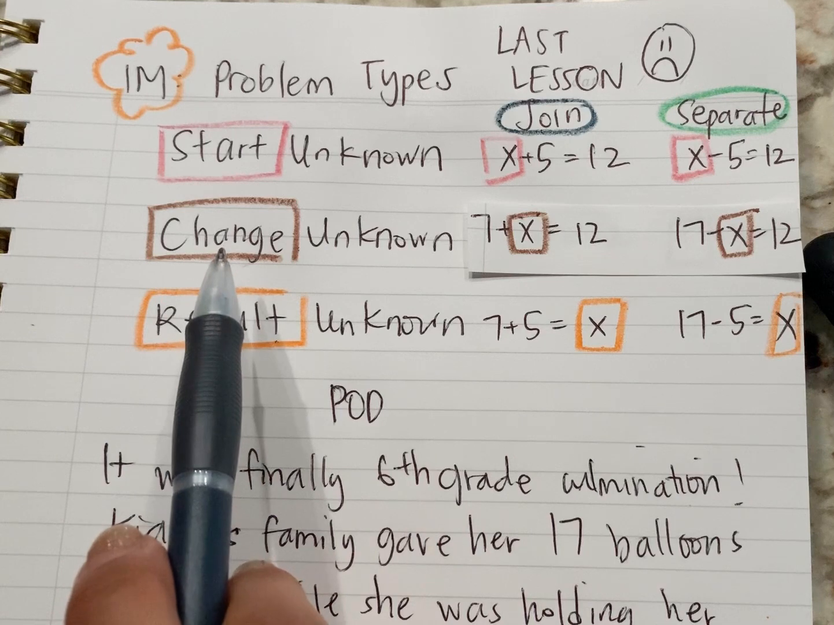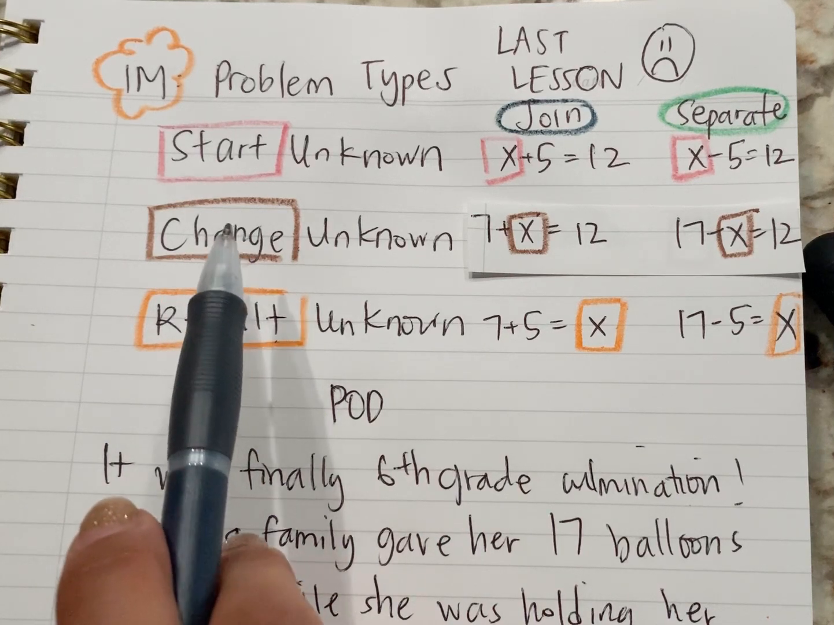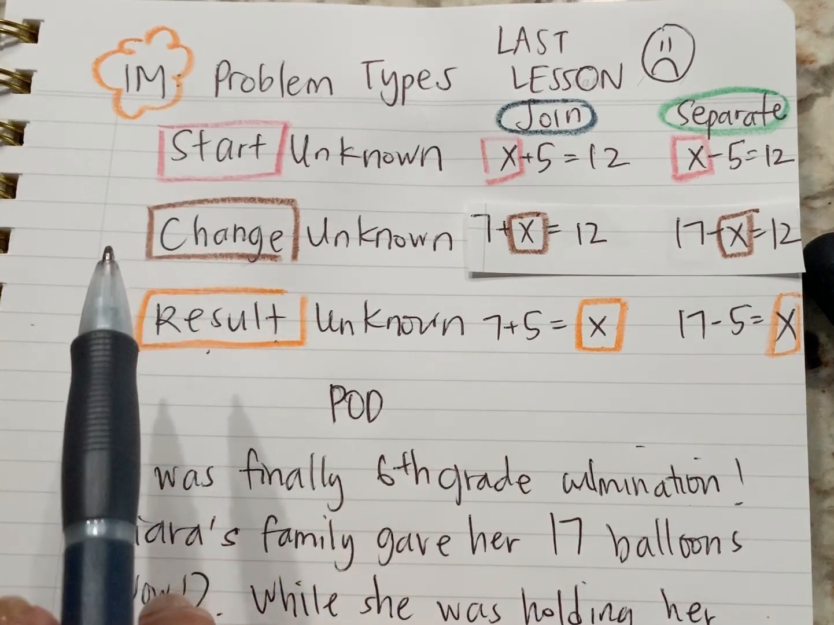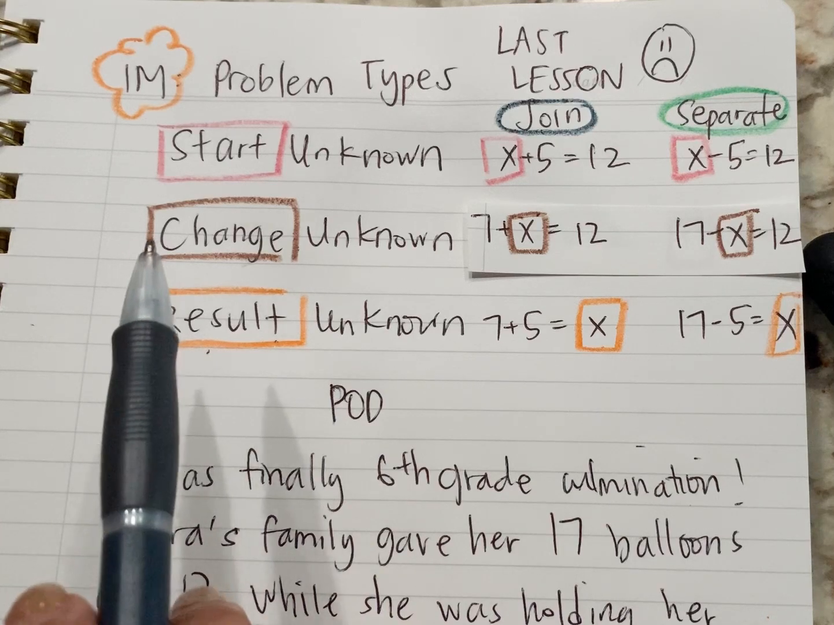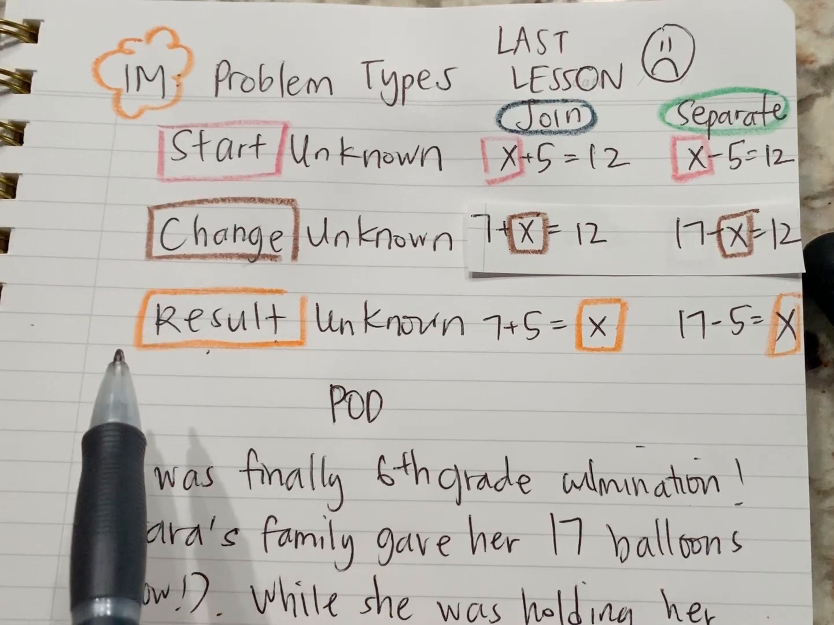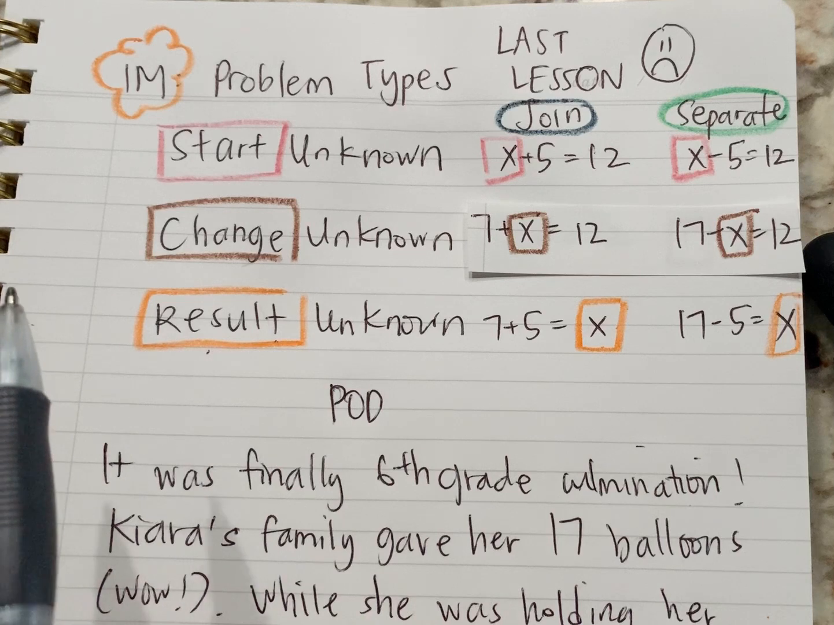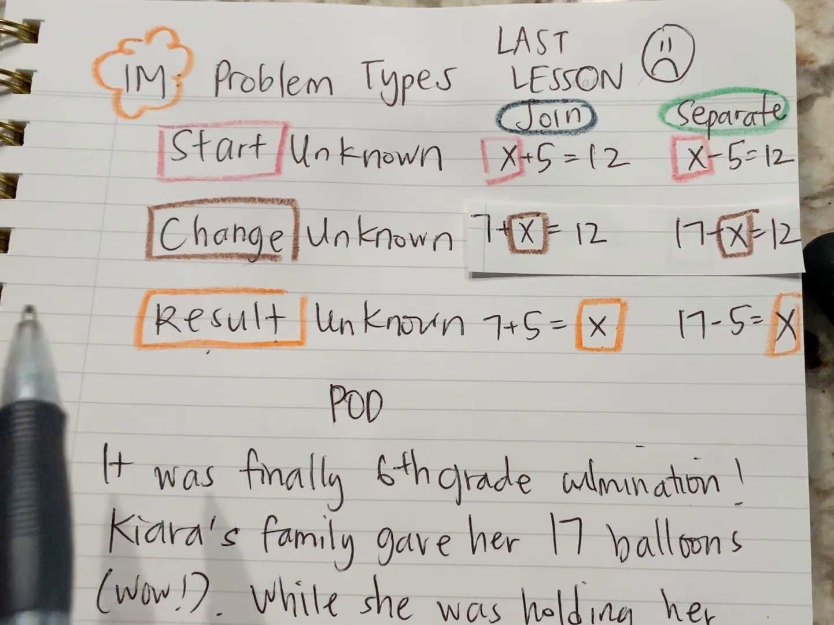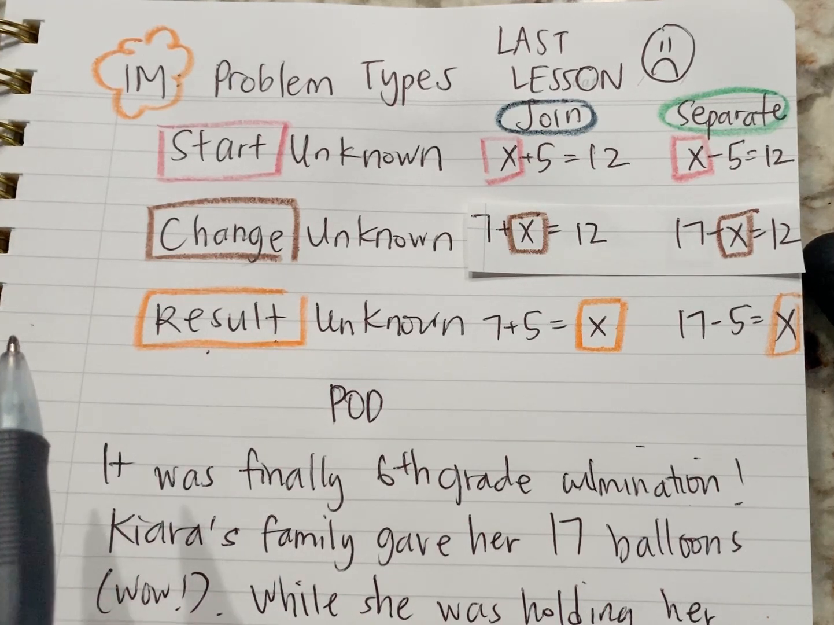The change unknown sometimes can be tricky when you're trying to identify if a problem is a change unknown problem. You're going to see, do I know what has changed? Do I know what value has changed? You got to ask yourself that.